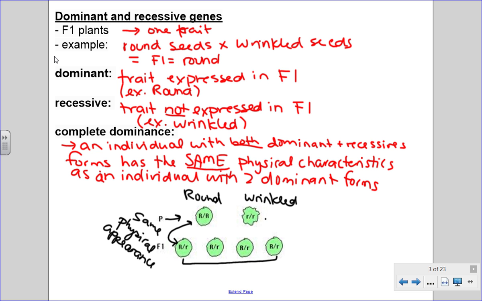So that's the F1 generation. He took two pure parents, crossed them, and figured out that some characteristics were recessive and some characteristics were dominant. Does anybody have any questions they want to ask about that part? So now we'll see what happened when he did the next generation of plants after this.